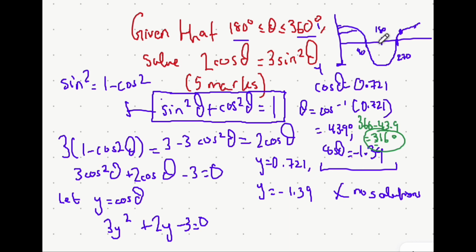Apologies for the graph, it's horrible, but hopefully you get the idea that if you have one solution of cos, you can get the other one by doing 360 take away that one solution.